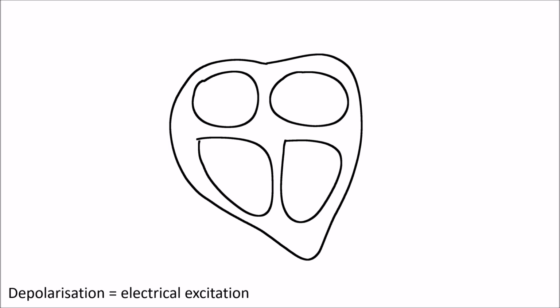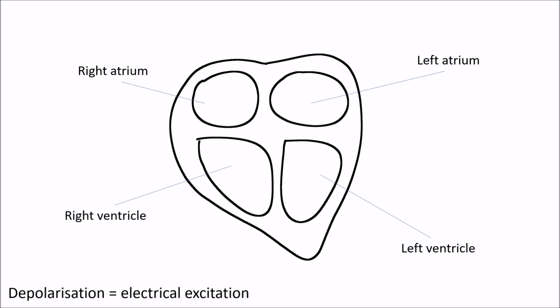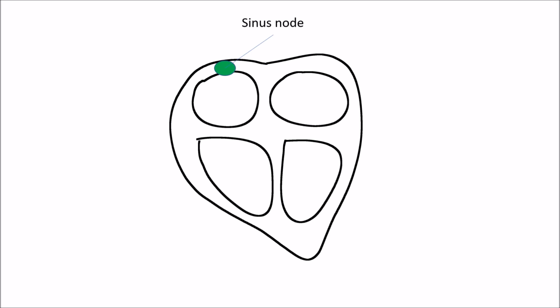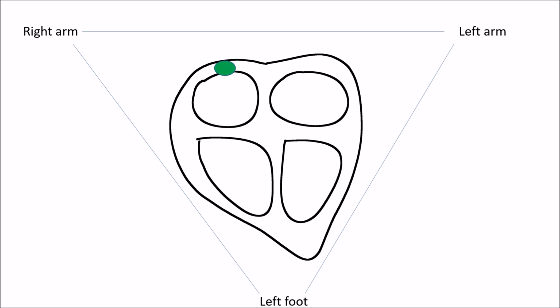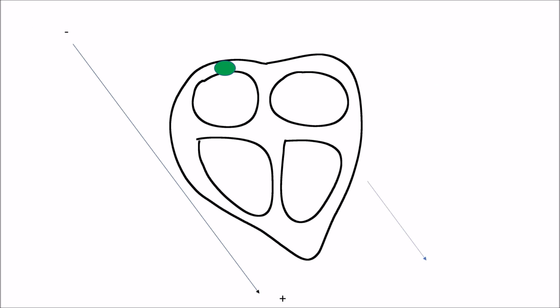Here on this slide you can see the heart seen from the front. It has 2 atria and 2 chambers, i.e. ventricles. The sinus node is located close to the right atrium. We now want to look at the electrical activity from the point of view of lead 2. This runs from the right arm to the left foot. When the electrical signal propagates in the direction of the left foot, the ECG device registers a positive wave. However, if the signal runs in the opposite direction, the ECG device will register a negative wave.